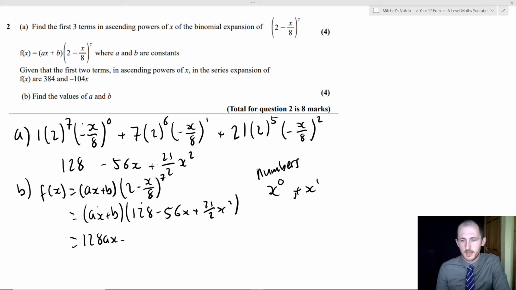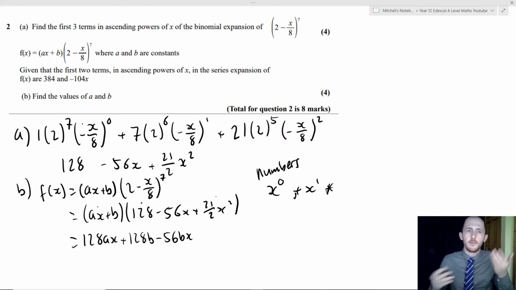So, okay, cool. Now, b times 128, okay, that's fine. And then minus 56 bx. Do I times it by the last thing? No, because then I get x squared. I only care about these two bits.